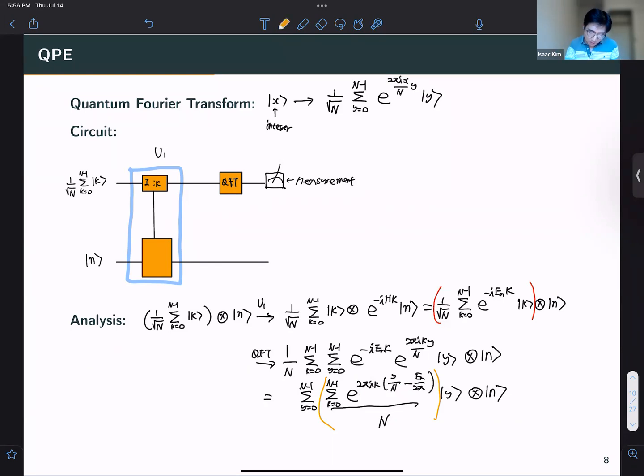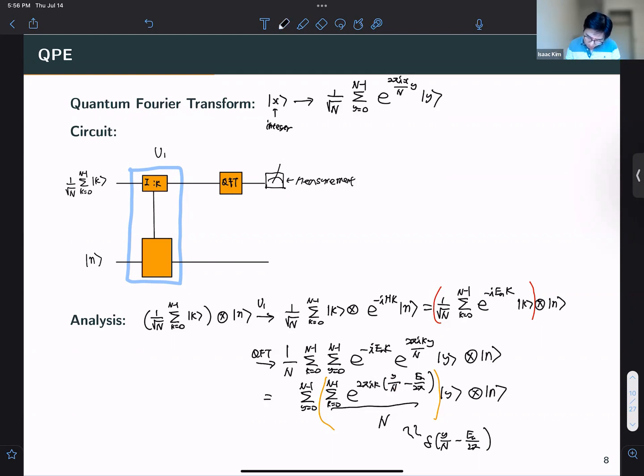So essentially, you can think of this as some sort of delta function, not the Dirac delta function, but a function that becomes 1 when this thing is 0 and 0 otherwise.